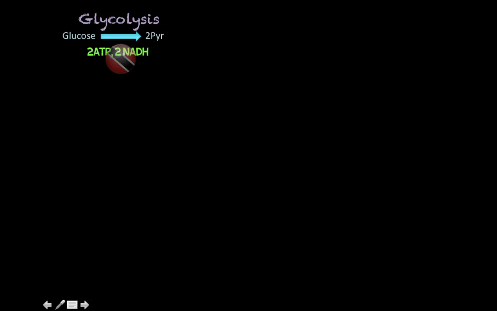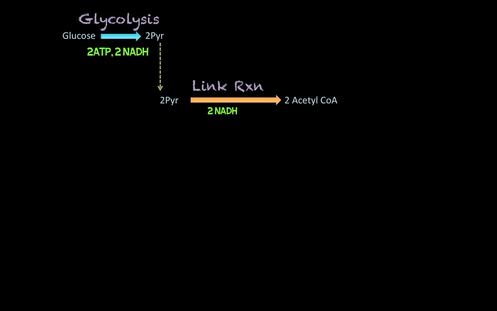Now that pyruvate is made in the cytosol, so the pyruvate will then enter the mitochondria where it undergoes the link reaction. So 2 pyruvate is being converted to 2 acetyl-CoA molecules. And we call that the link reaction because we're going to be linking both glycolysis to the TCA cycle. Now when these 2 pyruvates are converted to 2 acetyl-CoA molecules, you get 2 NADH being produced.